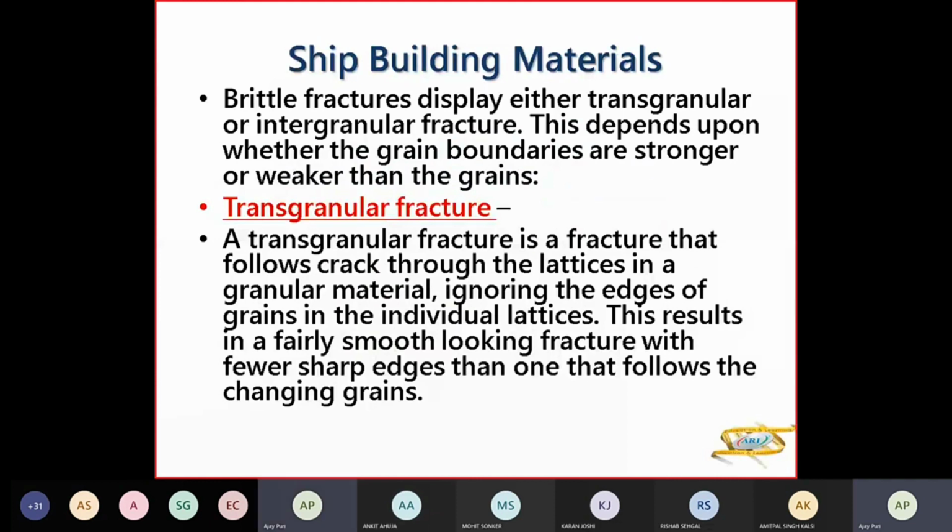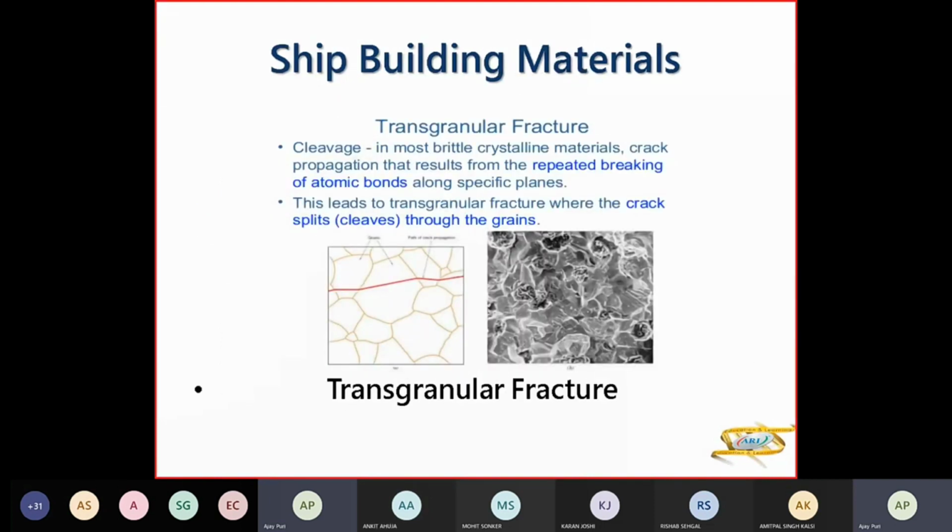So transgranular fracture is a fracture that follows a crack through the lattice of the granular material, ignoring the edges of the grain in the individual lattice. And this results in a fairly smooth looking fracture with fewer sharp edges than that which follows a changing grain. So transgranular is much smoother as compared to intergranular. So the cleavage or the split in most brittle crystalline material, the crack propagation that results from repeated breaking of atomic bonds along specific planes, leads to crack splits or cleaves through the grains. So this occurs through and through the lattice. It will not go to the edge, but through and through the lattice.